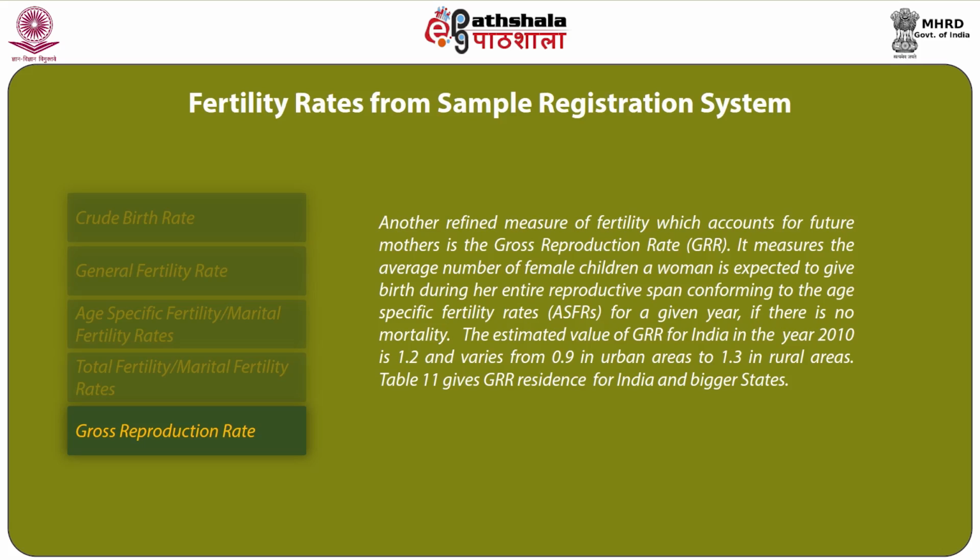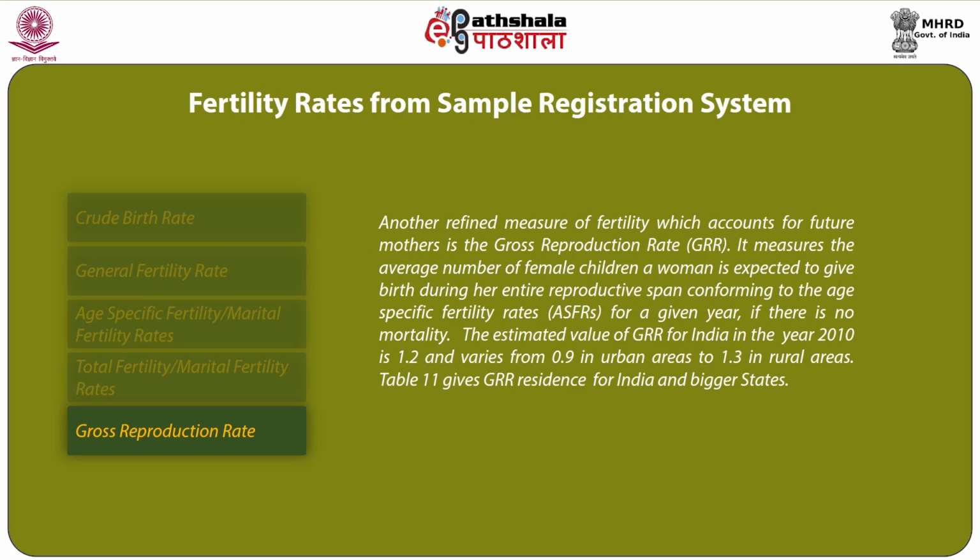Another refined measure of fertility which accounts for future mothers is called GRR. It measures the average number of female children a woman is expected to give birth during her entire reproductive span, conforming to the age-specific fertility rates, that is ASFRs, for a given year if there is no consideration of mortality.